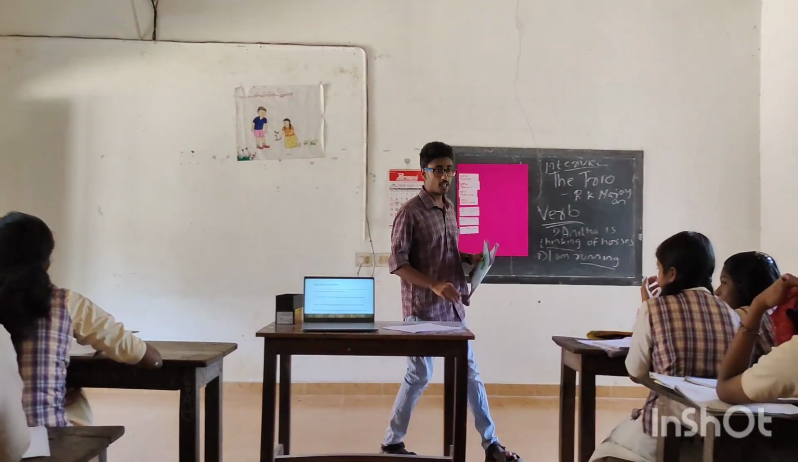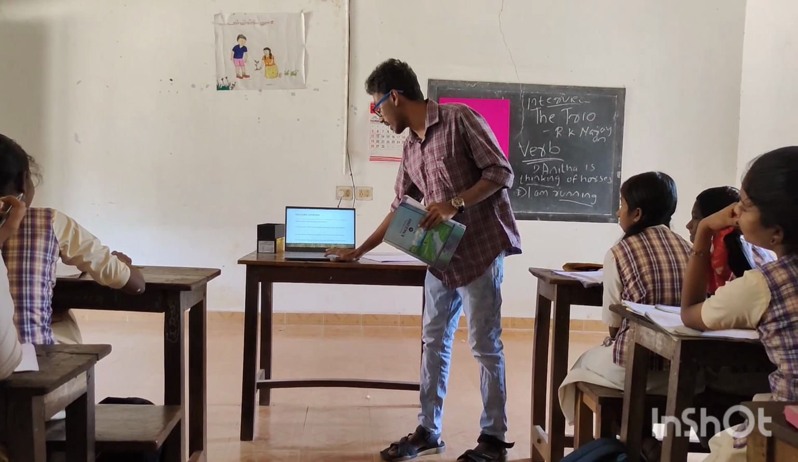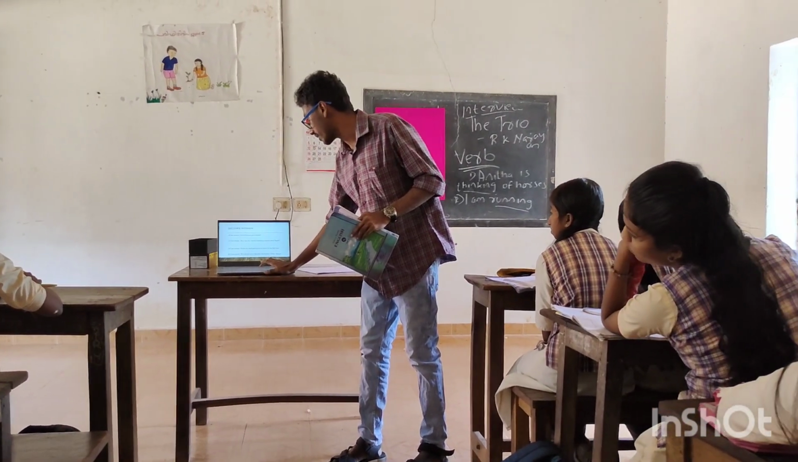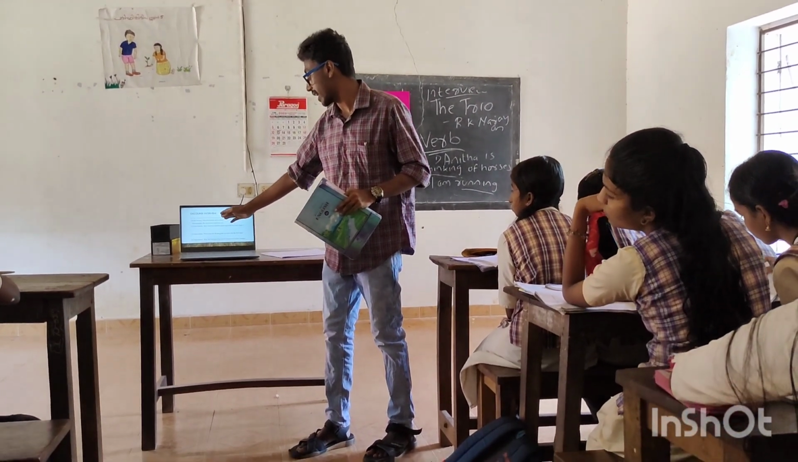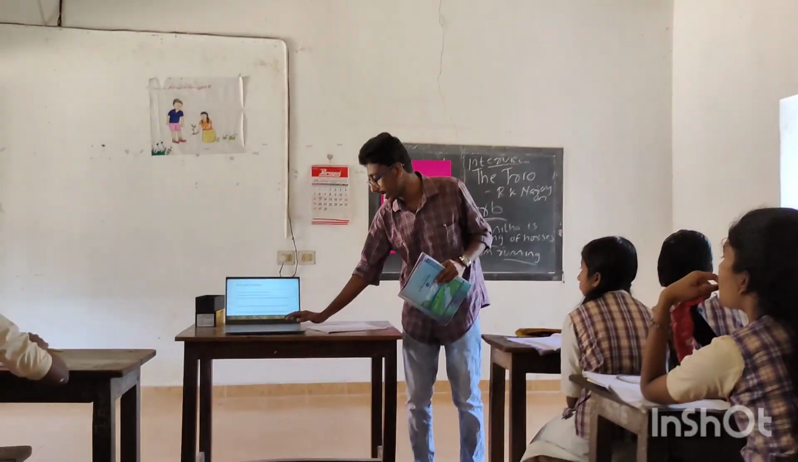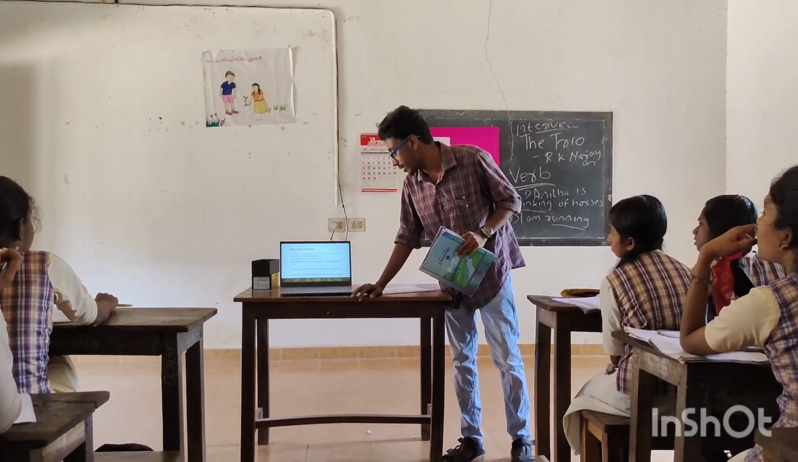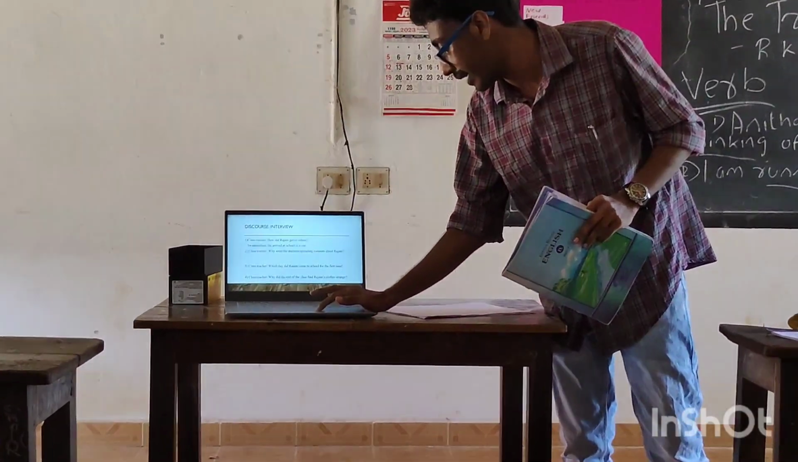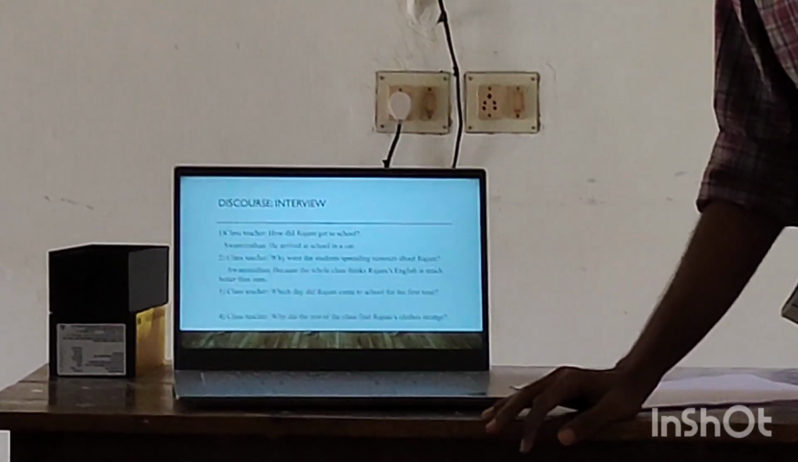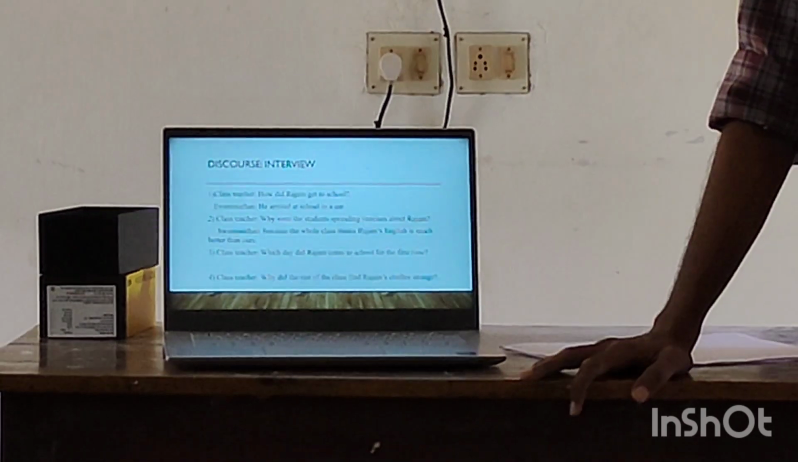Okay. Now I will show you my answer. Class teacher asked Swaminathan, how did Rajam get to school? And I will say, as Swaminathan, he arrived at school in a car. Clear? Can you see? You can see it, right? Next question. Why were the students spreading rumors about Rajam? My answer will be, because of all the class, Rajam's English is much better than theirs.